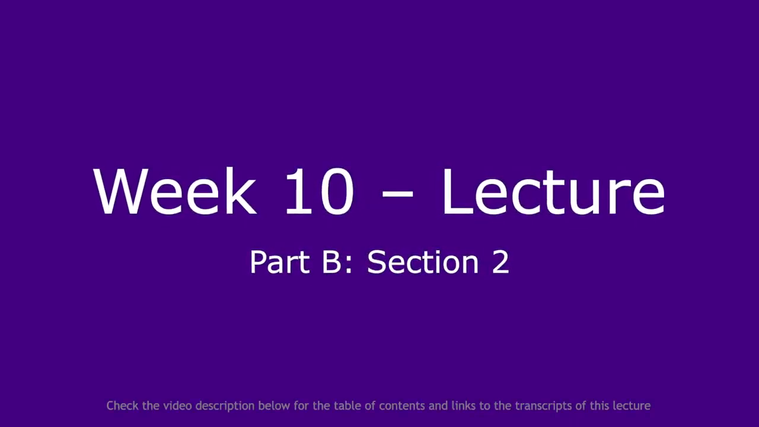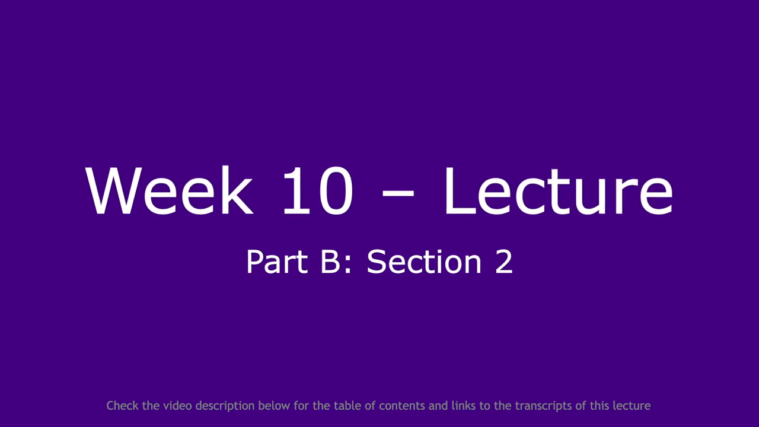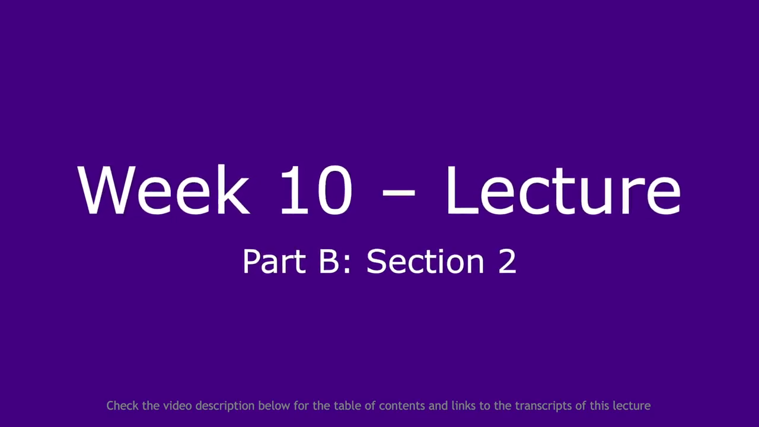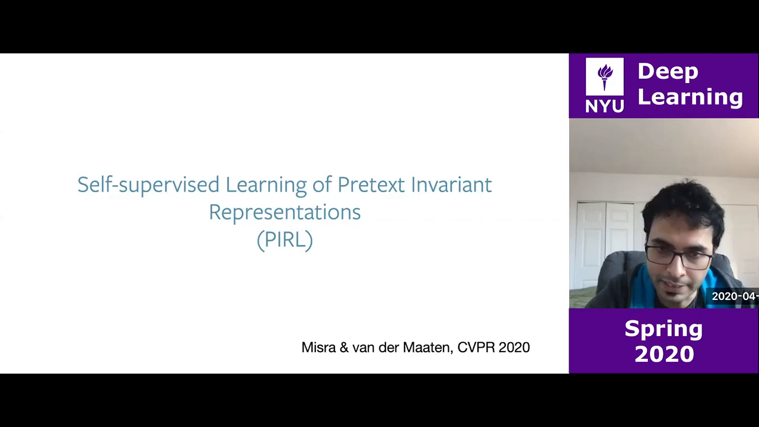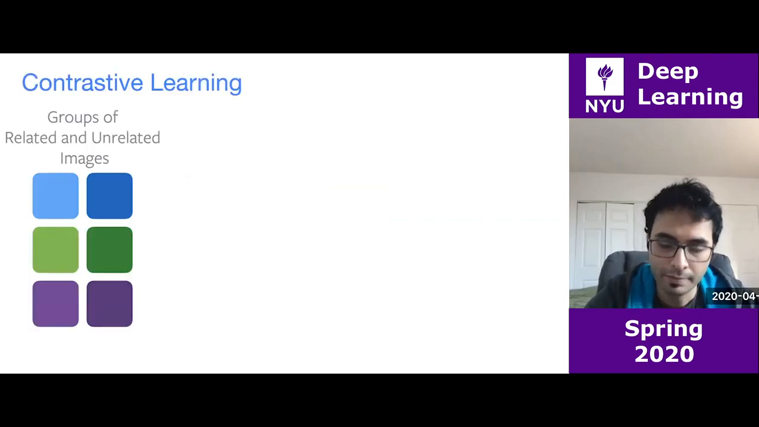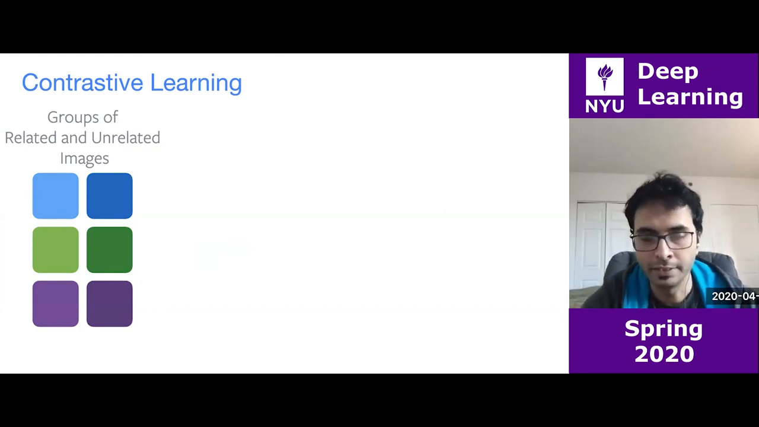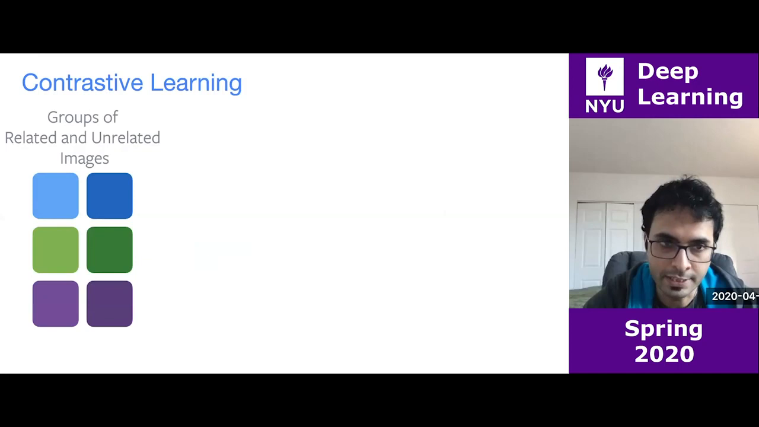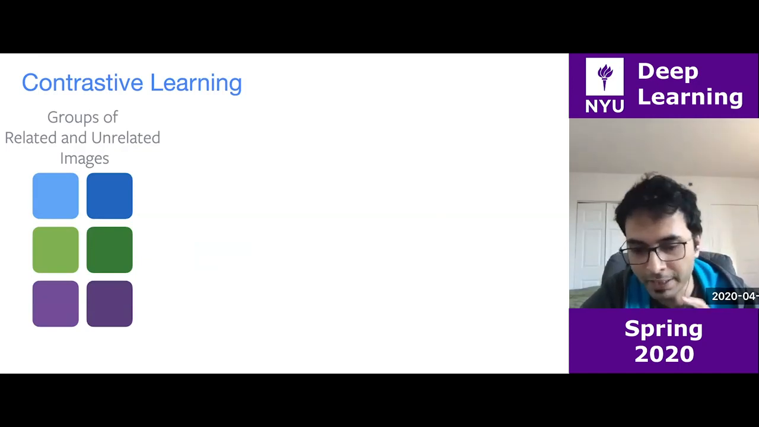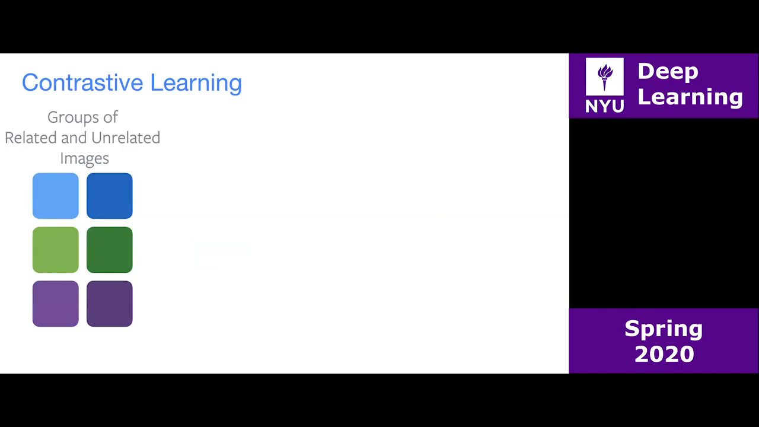So PIRL was born from the hypothesis again that you need to be invariant to these pretext tasks. Before I get into the details of PIRL, I will talk a little bit about contrastive learning in general. How many minutes do I have, by the way? 15 minutes, more or less. Cool, good. That works.